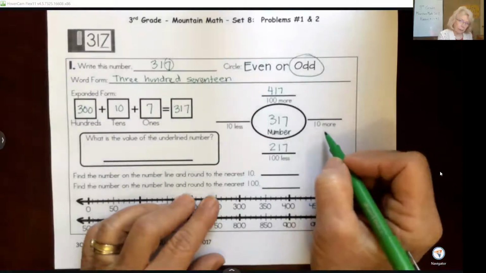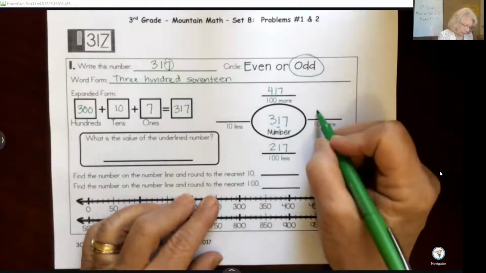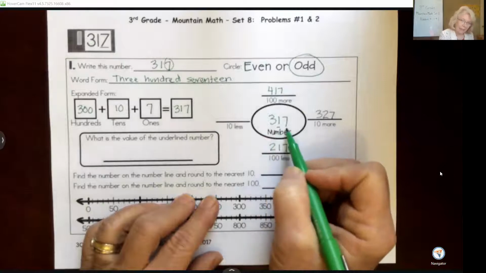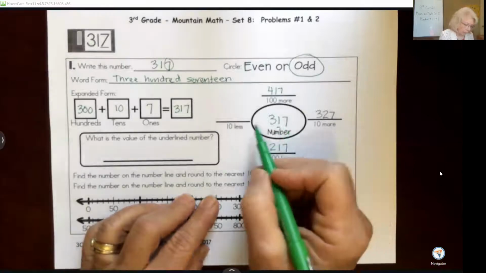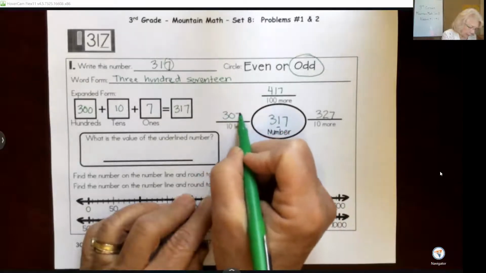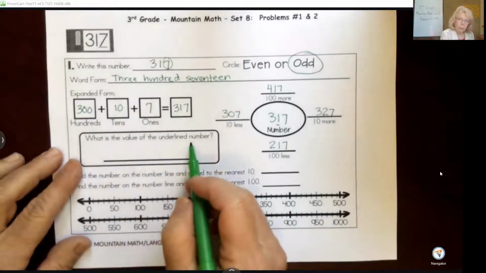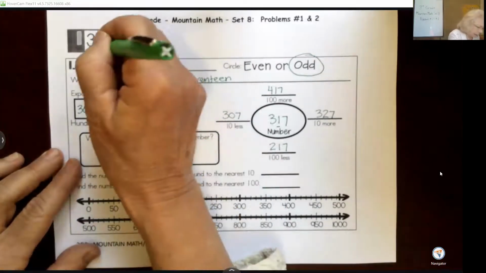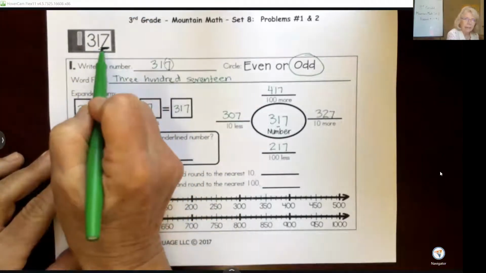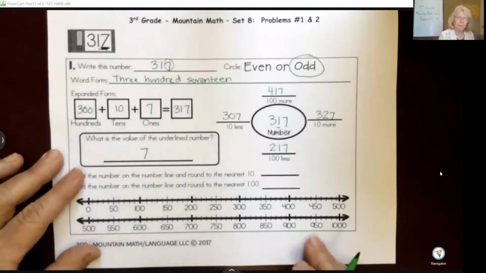Similarly, to do the tens place, 10 more, we would add 1 into the tens place, so we get 327. To do 1 less in the tens place, or 10 less to the whole number, means we take away 1, so we would have 307. Okay. What is the value of the underlined number? The underlined number up here might be hard to see, but it is the 7. And the 7 is in the ones place, so the value is simply 7.